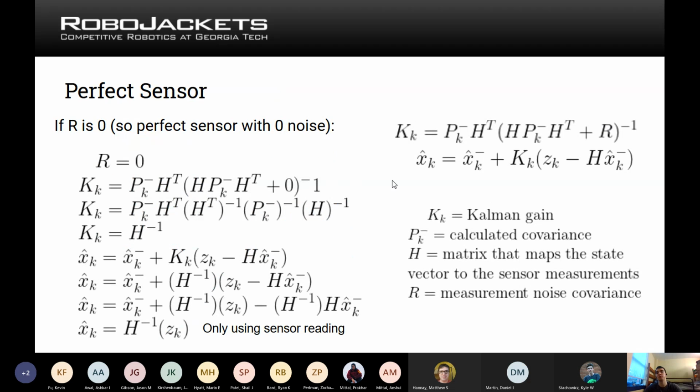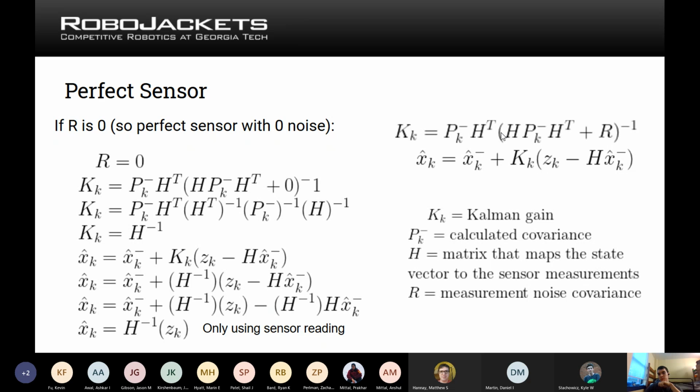To give you an intuitive sense of what's going on here, we're going to look at two cases that are basically the complete extremes. One is you have a perfect sensor with zero noise, so it gives you the exact position you're at. In this case, R would equal 0. We plug it into this Kalman gain formula, and what you'll see is that we take the inverse, and when you take the inverse, you flip the order. That's just a small detail. And what you'll find is the Kalman gain will just be your H matrix inverted.